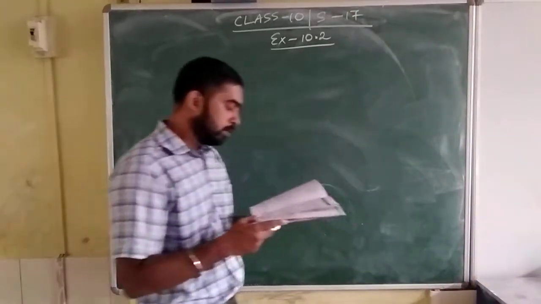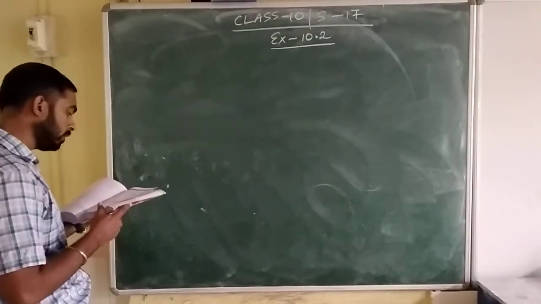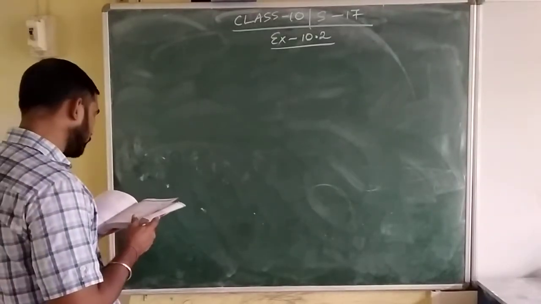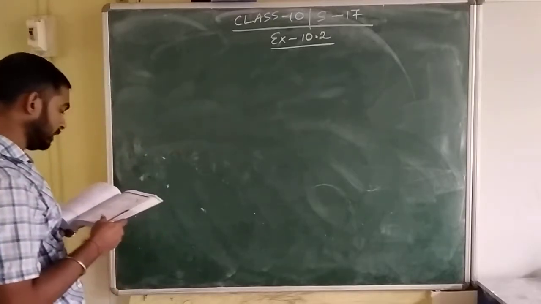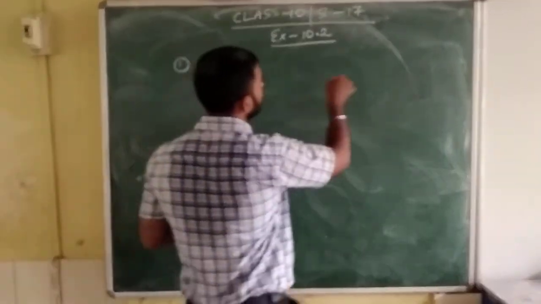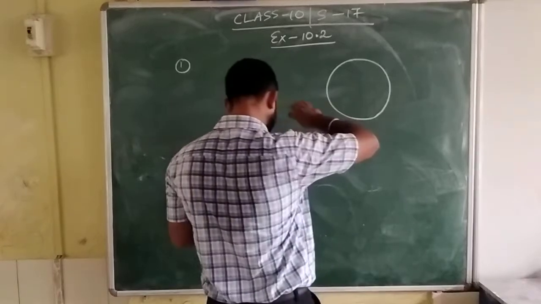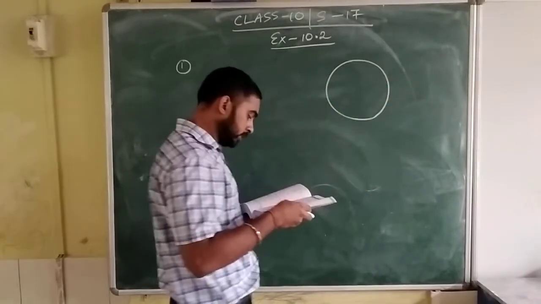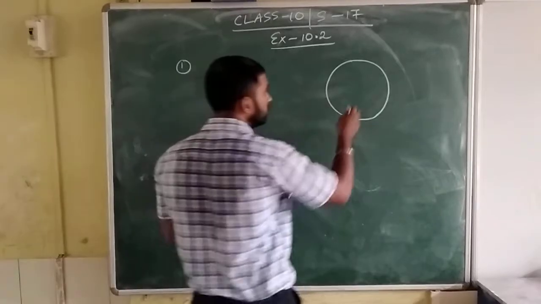The first question is: from a point Q, the length of a tangent to a circle is 24, and the distance of Q from the center is 25. Find the radius of the circle. Question number 1. In geometry, you have to draw a diagram if necessary. So what is the question? From a point Q, the length of the tangent is given, and the radius is to be found out.